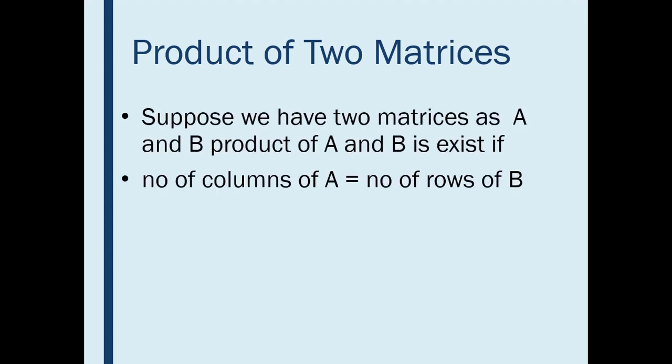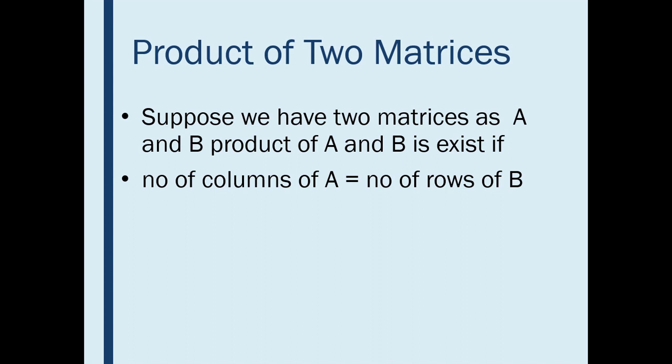Let's discuss multiplying a matrix by another matrix. To get the product of two matrices, again the following condition should be satisfied. Suppose we have two matrices A and B. The product of A and B exists if and only if the number of columns of matrix A equals the number of rows of matrix B. Otherwise, AB doesn't exist.